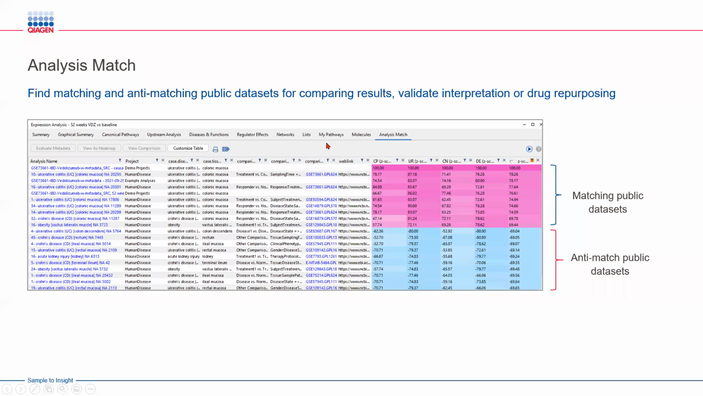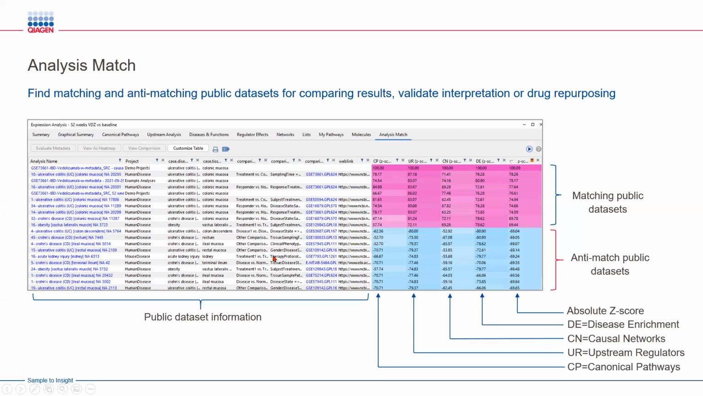And the results for analysis match basically looks like this. So you'll end up with a table with information coming from those public data sets. So these are all the public data sets that you had some sort of a match or an anti-match with your own data set. So this first section is giving you just the name of the projects, where they're coming from, if they are relevant to a disease or a treatment, which tissue type information, and so on.